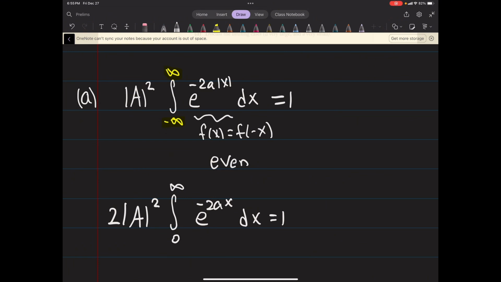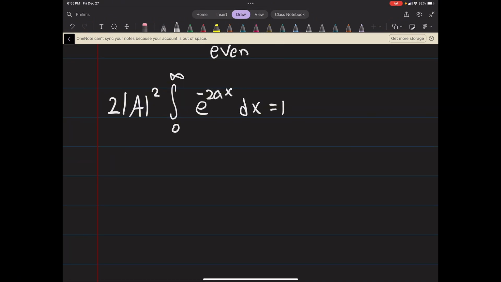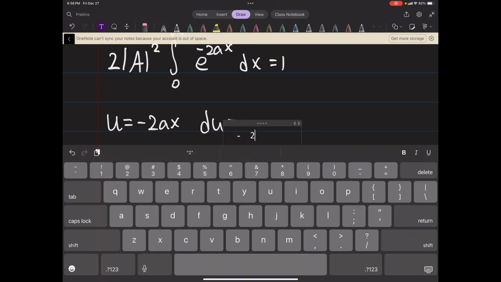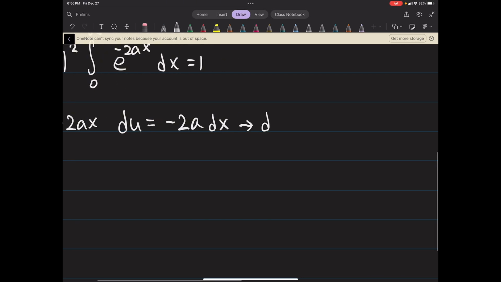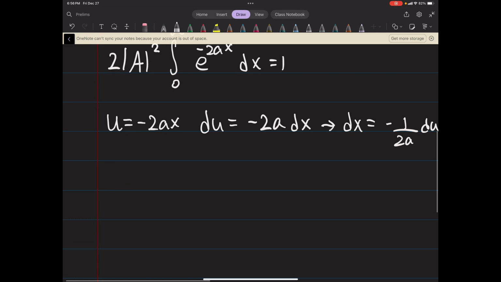And this one is pretty doable. You can do a u substitution here. We'll let u equal minus 2ax, and du equals minus 2a dx. I never use text mode, I hate when that comes up. And then from here you can see dx is minus 1 over 2a du. You could put this into an integral calculator if you'd like, but it's probably quicker to do this than turn on your laptop, load everything up, and do that.